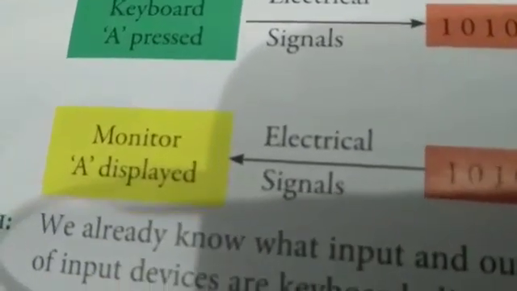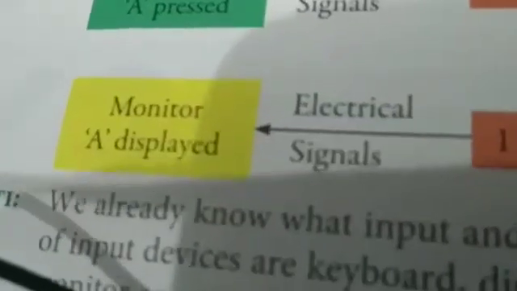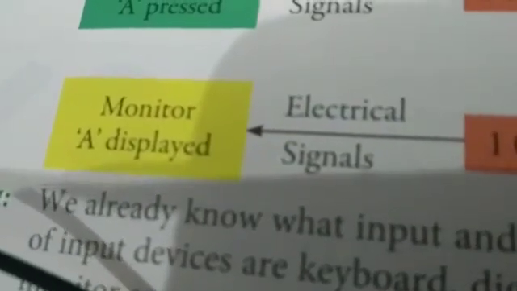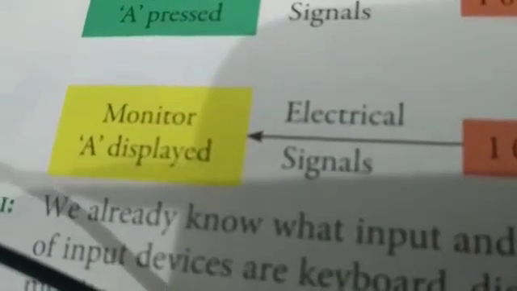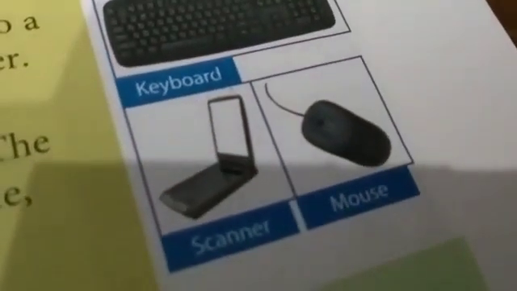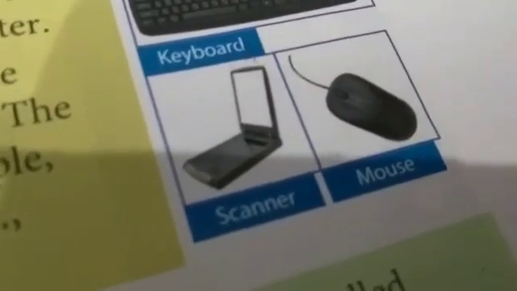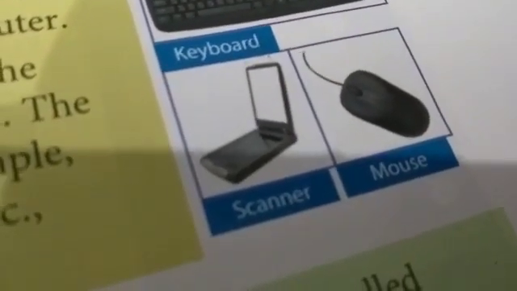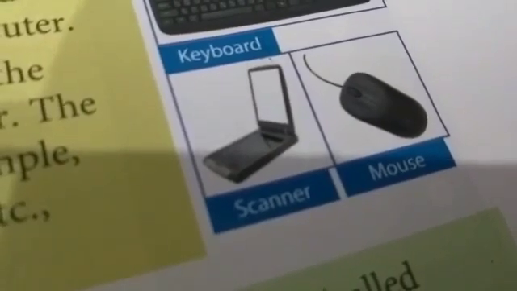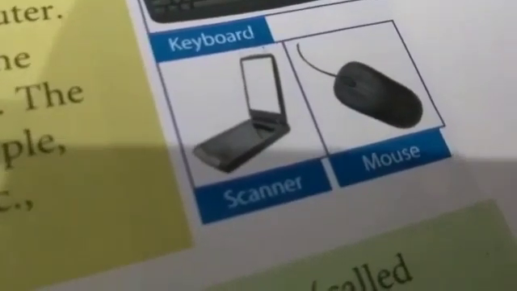One more input device that is sending signals, that is the mouse, which has three buttons: left, right and middle. Left button is used to select the data, to move the information from here to there. Right button is used to copy, cut and paste, and the middle button to scroll the data, scroll the information.